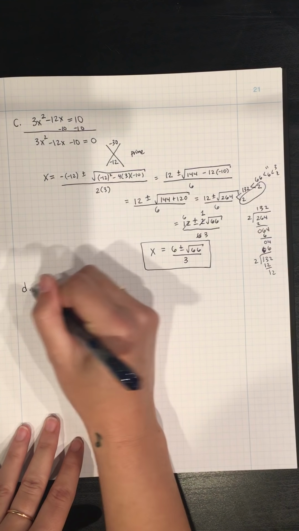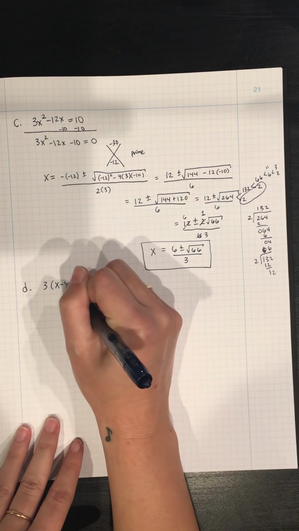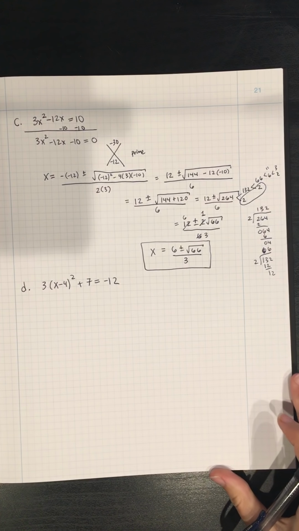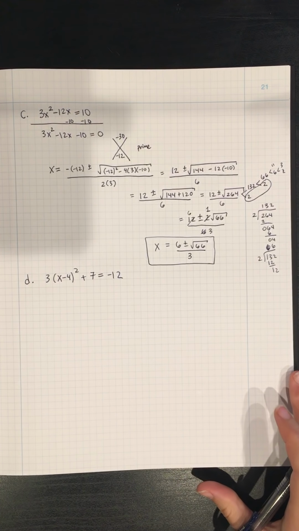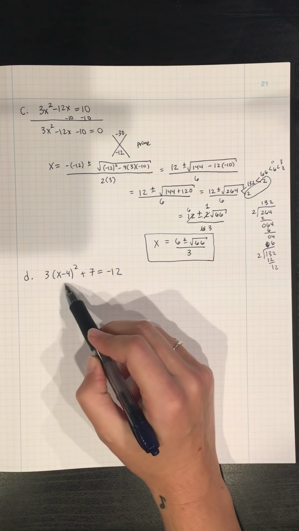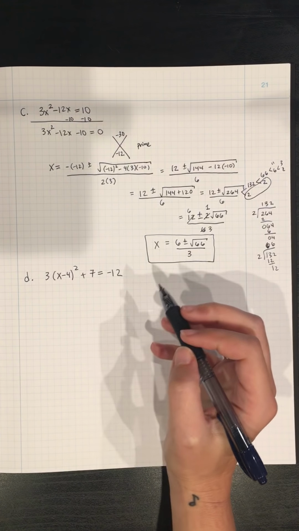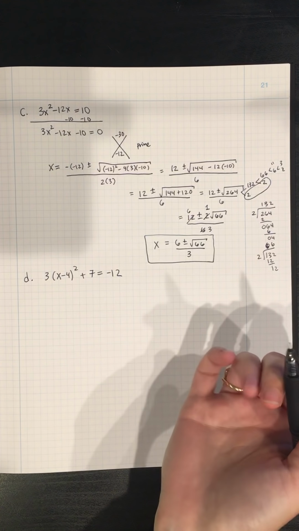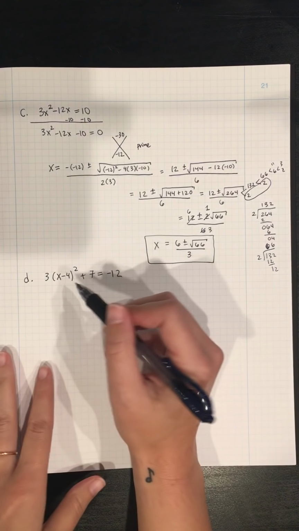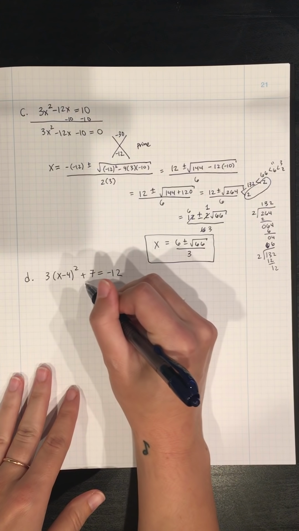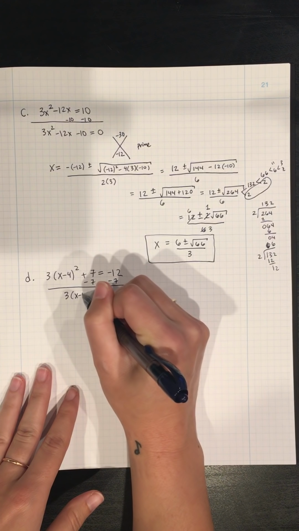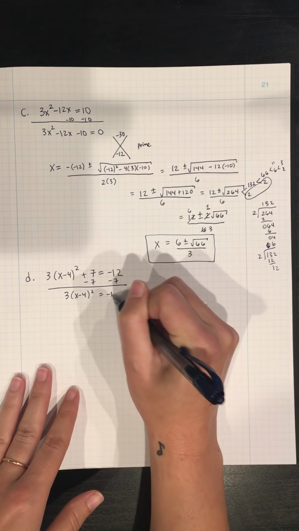Okay, so then on D, I've got 3 times x minus 4 squared plus 7 equals negative 12. Okay, so as this is written, I don't have a bx term. I have kind of like an a, we can treat this as an x squared term, and then I have some constants. So I'm actually going to use the square root method on this one. And for the square root method, you isolate the x squared and then use square root. So I'm going to isolate this binomial that's being squared by subtracting 7 from both sides. So that would be negative 19.